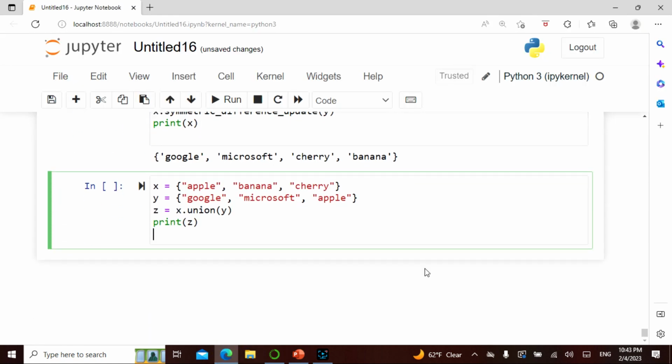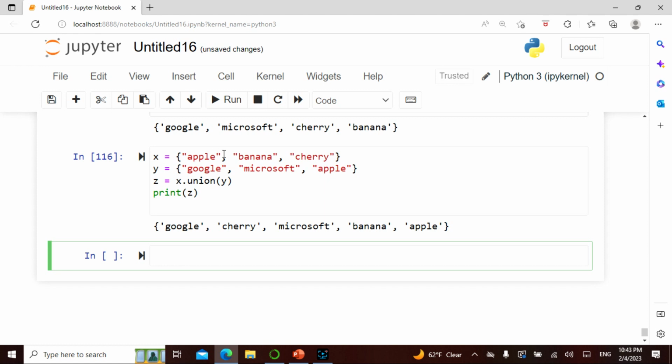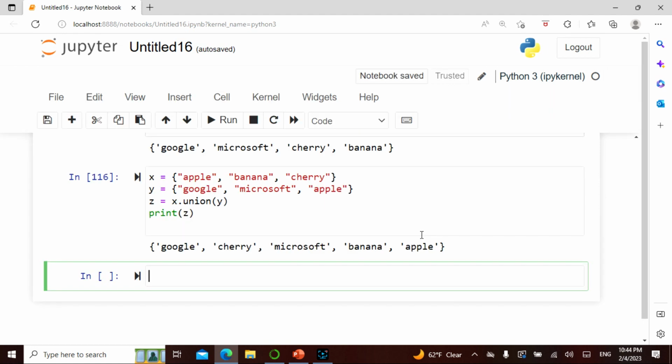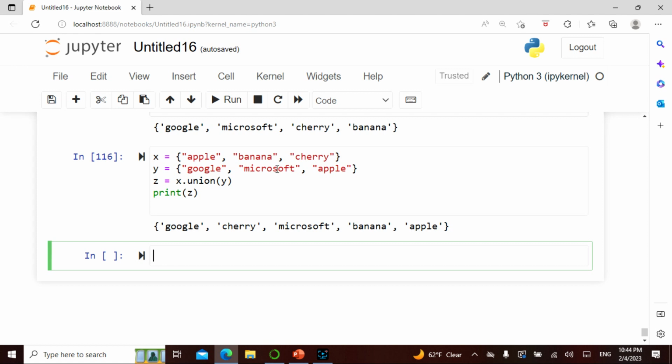So what is a union? I can union. So basically, see this union, see this union. Just give me a second. Apple, Apple. But when unioned, it only gave Google, Microsoft, cherry, banana, one apple, not two apples. But for this, as I said, a set does not allow duplicates. Okay, so that is what it is, unordered.